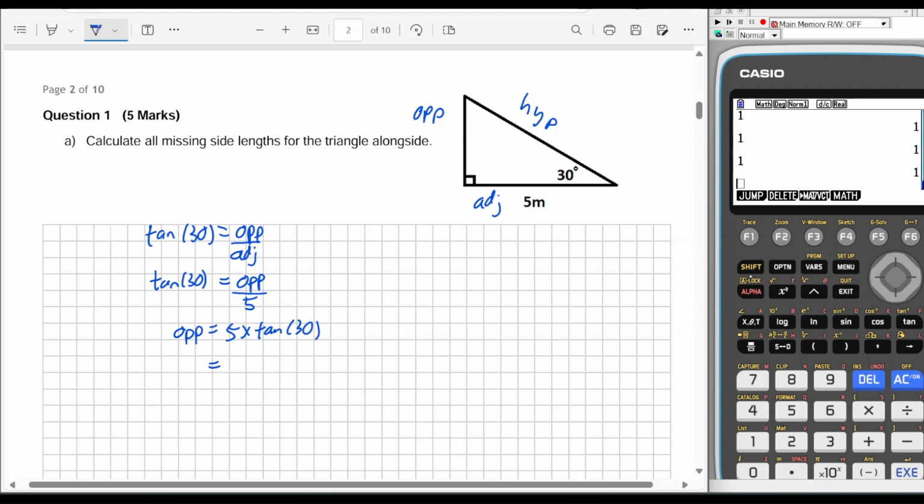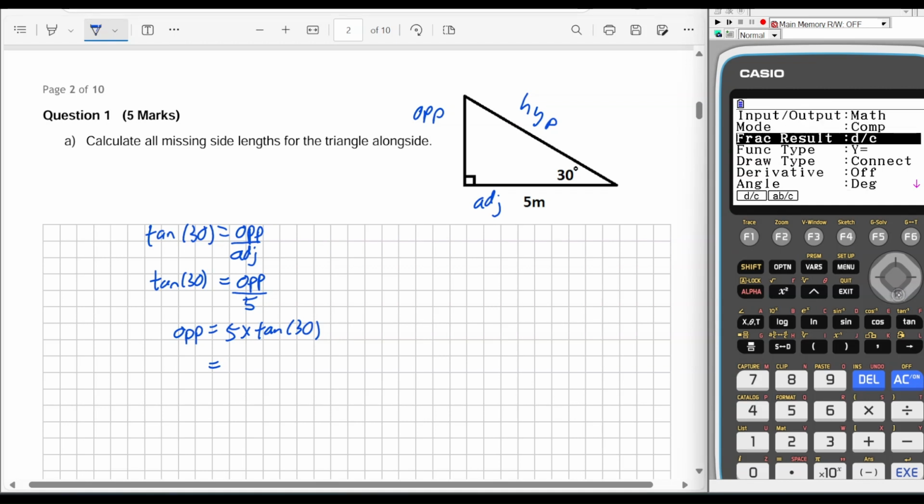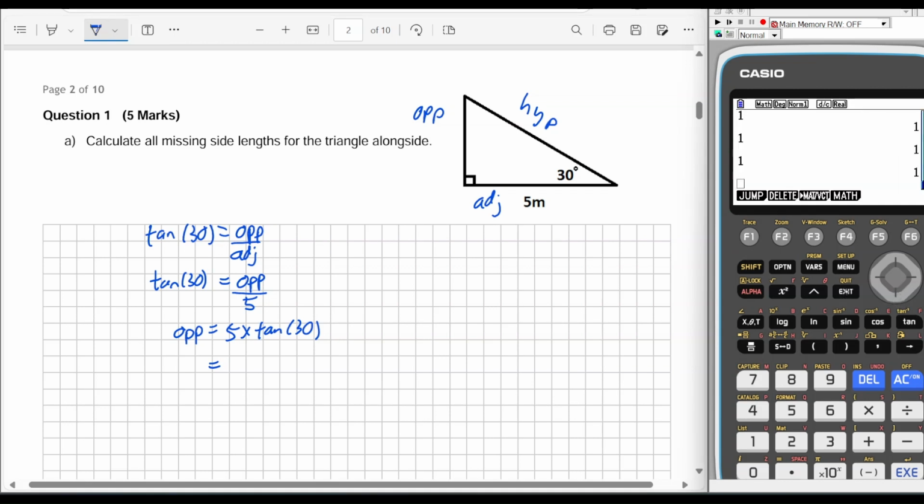So make sure your calculator's in degrees, because the angles are measured in degrees. You're going to go Shift, Setup, go down to degrees there. And we want to go 5 times tan of 30, and we're going to get S to D at 2.89. So that's opposite is roughly equal to that.